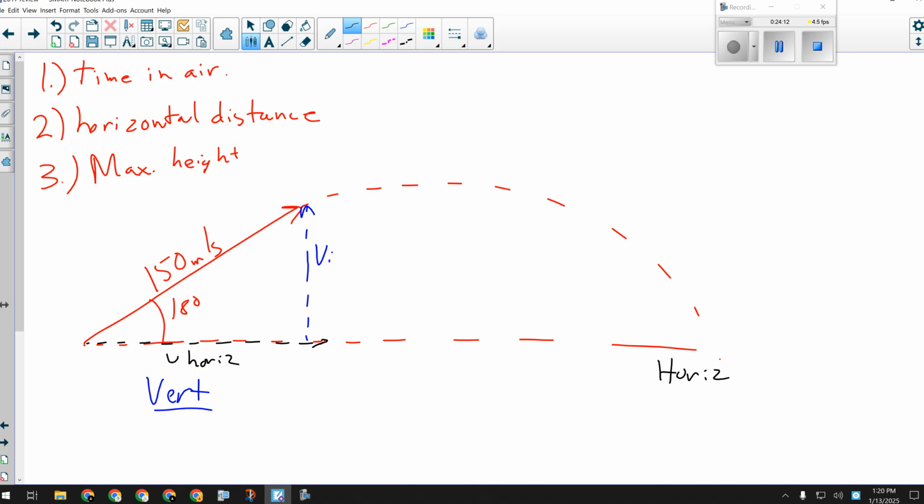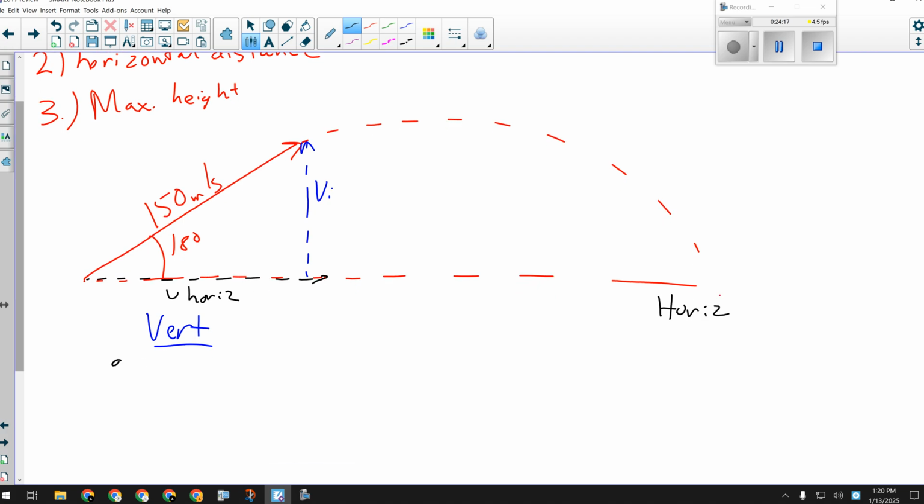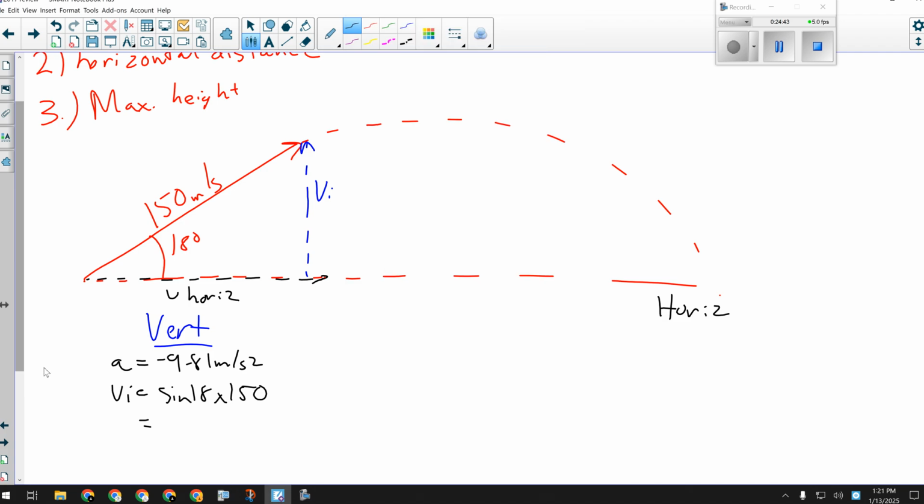So vertically speaking, right now I know the acceleration, negative 9.81 meters per second squared, and I can calculate VI. It's the opposite side, so I'm going to go sine of 18 times the hypotenuse, which was 150, and that will give me my initial vertical velocity. So sine of 18 times 150, and it's 46.35. I'll keep all the decimals. Positive 46.35 meters per second. Since it hits the ground at the same height it was launched from, what's VF?